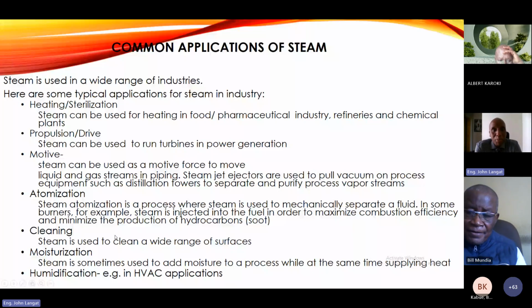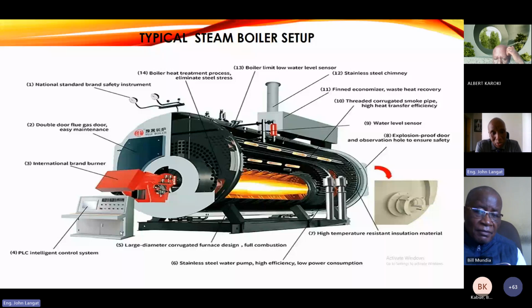So let's look at a typical boiler setup, a steam boiler setup. This is an oil-fired boiler, but there's not much difference between an oil-fired boiler and a biomass-fired boiler. I think this will be my focus because we rarely have electric boilers. And when I talk of electric boilers, I mean the ones that use heating elements to generate steam. So basically, any typical boiler is set up like this.